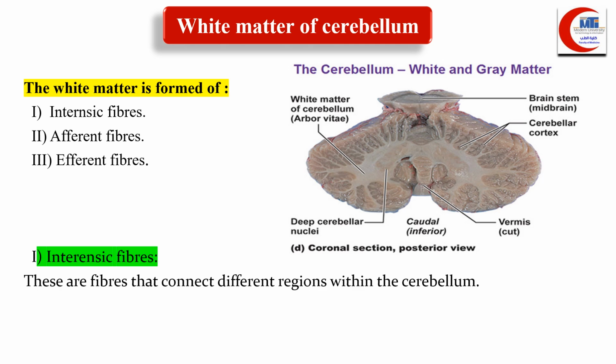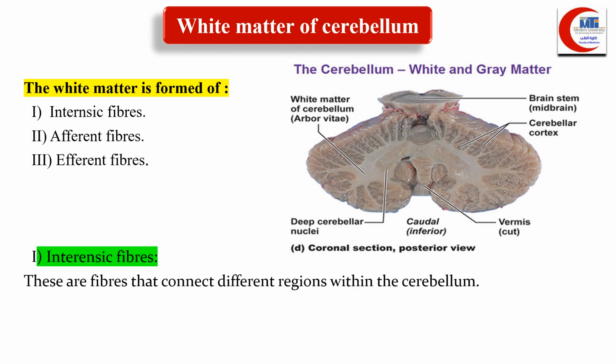The white matter is formed of what? Formed of 3 types of fibers. These fibers are intrinsic fibers, afferent fibers, and efferent fibers. Let's talk about each one. Number 1, intrinsic fibers. These are the fibers that connect different regions within the cerebellum.